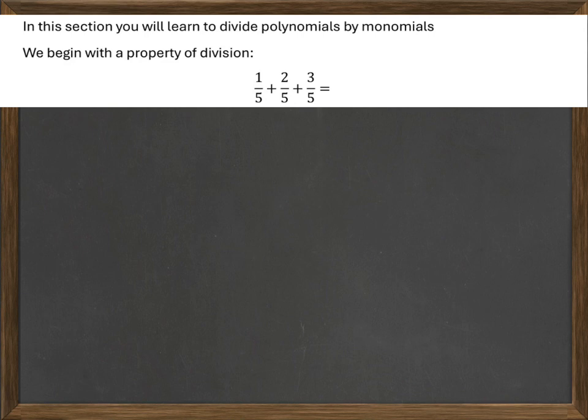Before we start with algebra, let's just remind ourselves how adding fractions works. So, for example, let's say I have 1/5 plus 2/5 plus 3/5. Well, what we do is we add our numerators together, 1 plus 2 plus 3, all the while keeping the denominator 5 the same. So 1 plus 2 plus 3 is 6, so we end up with 6 over 5.